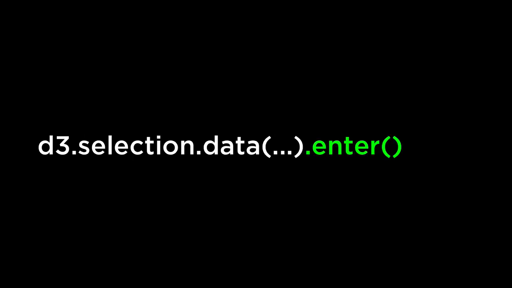D3 enter selection revisited. The enter selection returns the placeholder elements for each data element for which no corresponding existing DOM element was found. Note, the enter selection method is only defined on selections returned by the data operator. Also, the enter selection only defines the append, insert, and select operators. Once one of these three operators has been used, you can modify the contents of the selection.